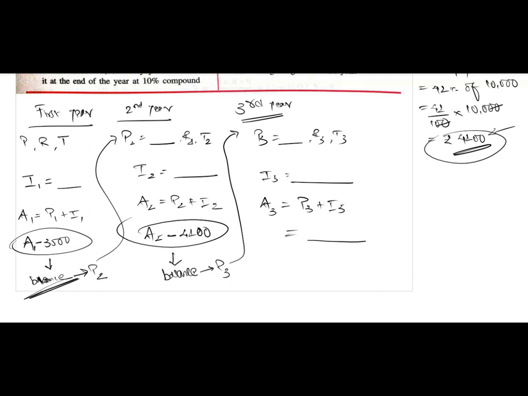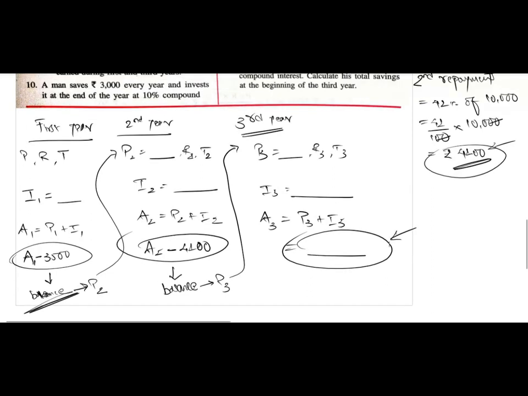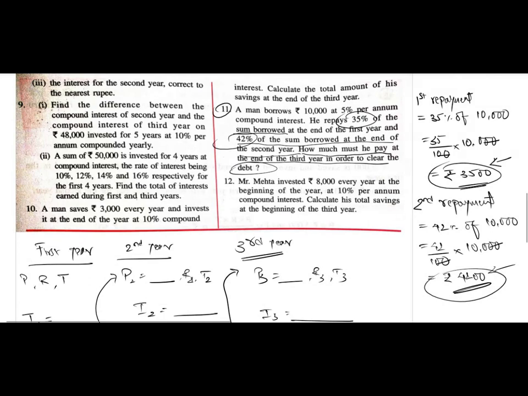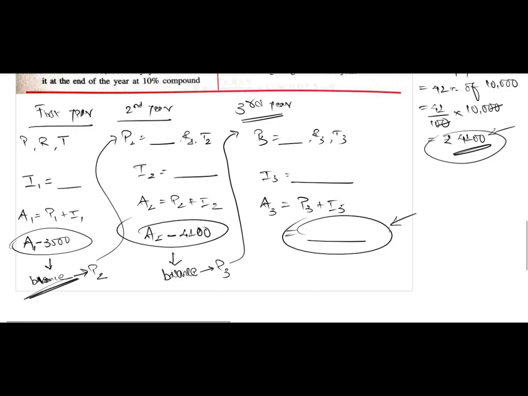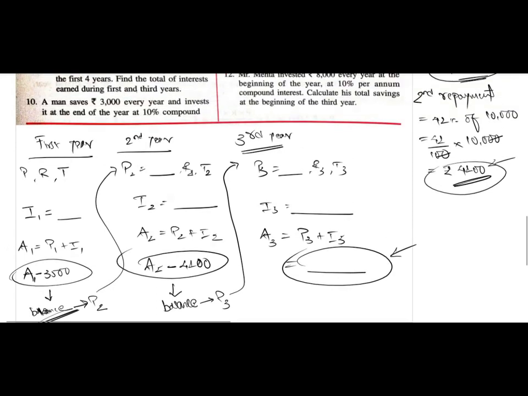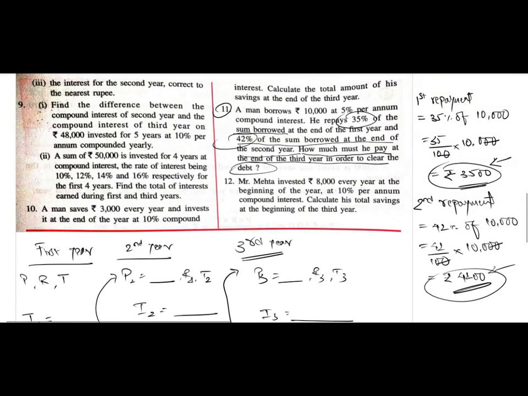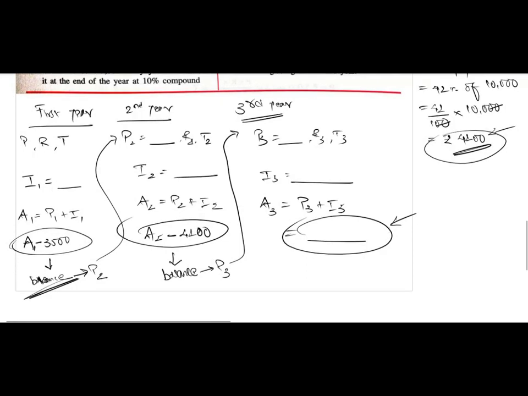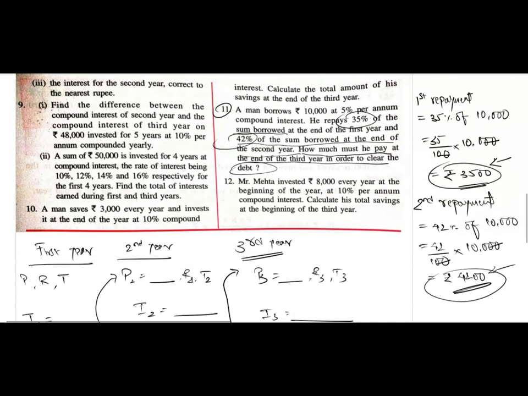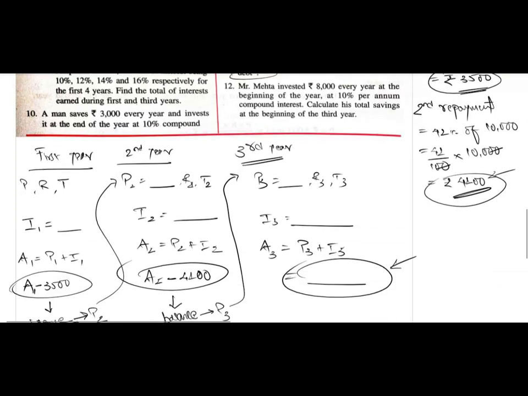And whatever answer you get, this will be the final amount: how much must he pay at the end of third year. So the final payment he has to make at the end of third year to clear his entire debt. This is the process. These are the steps you have to follow for question number 11. If you have doubt in 11, follow these steps.